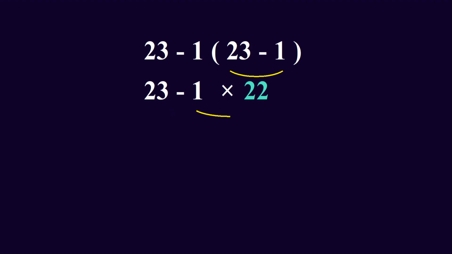So 1 times 22 which equals 22. So we have 23 minus 22. So 23 minus 22 which equals 1. And this is our final answer for this problem.